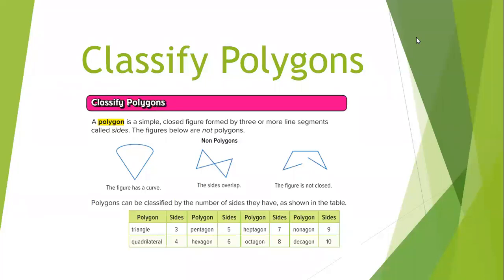If the polygon contains three sides, it's called a triangle. Four sides, quadrilateral; five sides, pentagon; six sides, hexagon; seven sides, heptagon; eight, octagon; nine, nonagon; 10, decagon.